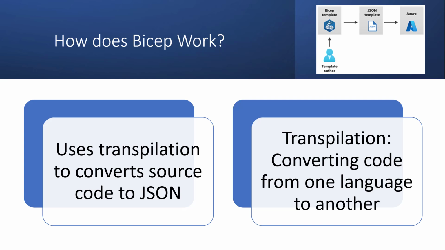When you deploy a resource or a series of resources to Azure, the tooling that's built into Bicep converts your Bicep template into a JSON template. This process is known as transpilation. Transpilation is a process of converting source code written in one language into another language.